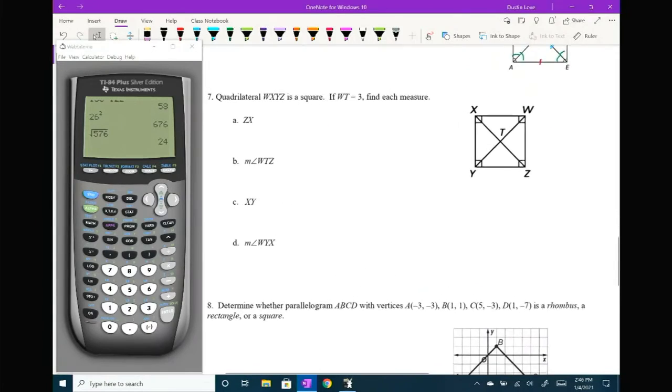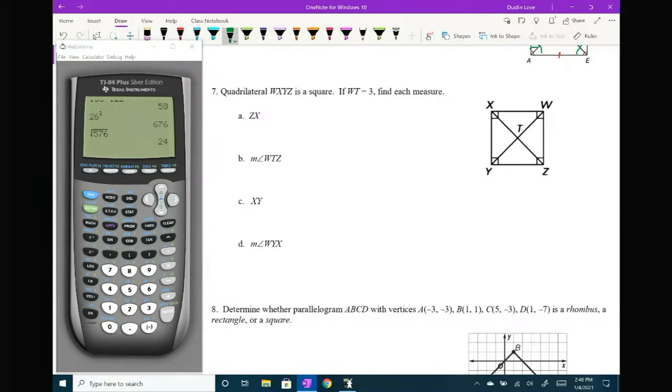But let's see, it says WT is equal to 3. Find the rest of them. Now, the beauty of a square is that when I know one thing, I pretty much know everything. So, ZX, well, if TW is 3, then TZ is also 3, and XT is also 3, so XZ, the full distance, is 6. Okay, measure of angle WTZ. WTZ is this angle here, which I know is a right angle. That's 90 degrees.